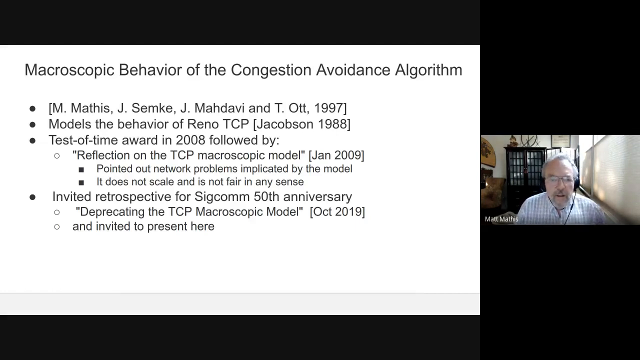In 1997, 4 of us, including Jamshid Mahdavi, Jeff Semke, and Teunis Ott, wrote a paper that was a closed-form model for the behavior of Reno congestion control. This paper won the Test of Time award in 2008, to which I responded by writing an editorial where I pointed out that the model tells you that the internet has scaling problems and fairness problems, and that these were sort of fundamental to the way some of the algorithms worked. I was then invited to write a retrospective for the SIGCOMM 50th anniversary, which is what this presentation is about.